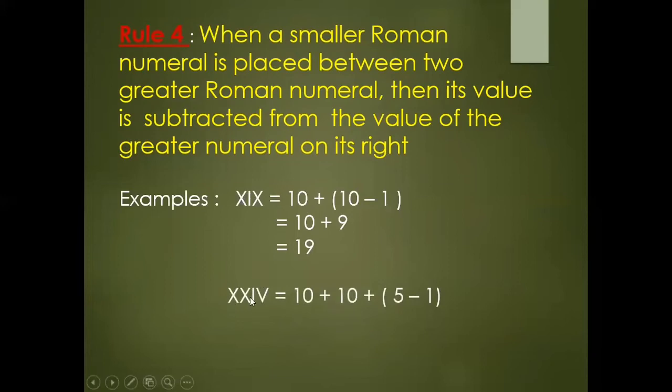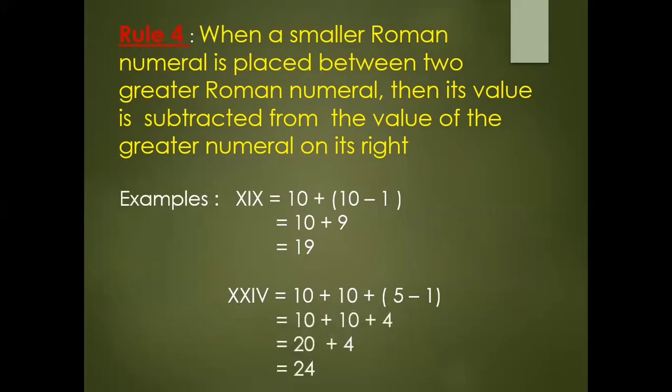XXIV. So this I is coming between this X and then this V. So what is this Roman numeral? I just have to subtract first this I from this V, that is, I have to subtract this 1 from this 5. It will become 4 and I have to add these two X's, that is 10 plus 10. So this Roman numeral is nothing but 24.